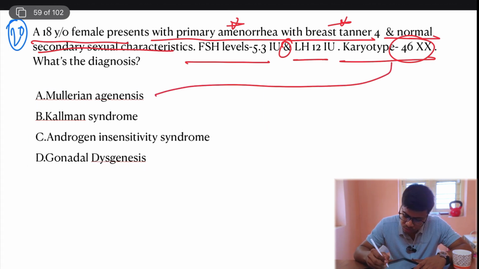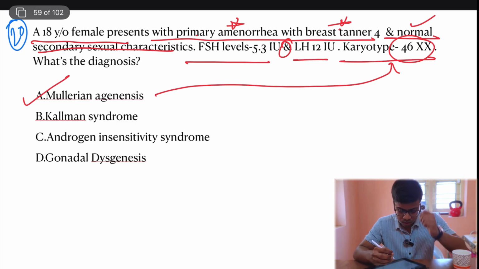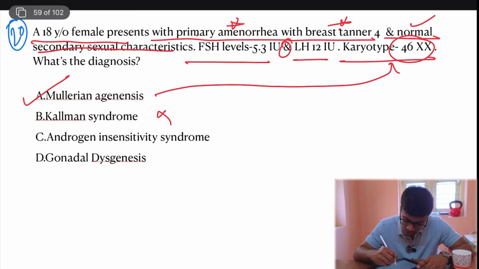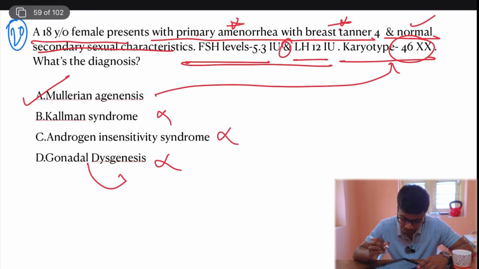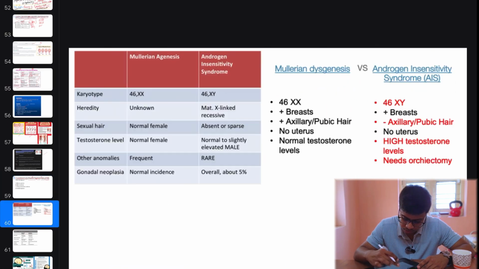Mullerian agenesis. Yes, it is possible because karyotype matches. Apart from that, breast Tanner, breast or vagina, primary amenorrhea, and secondary sexual characters are normal. So it's positive for this disease. Then Kallmann is not, because anosmic symptoms are not here. And androgen insensitivity? No, there is nothing related to androgens given. So wrong. Gonadal dysgenesis? It's not there. In dysgenesis we see Turner syndrome and other things, but here the karyotype is like this.